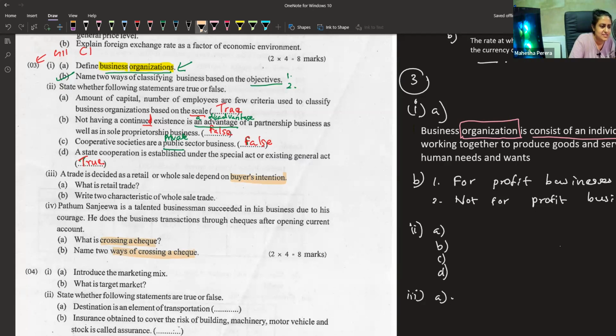Patum Sanjeeva is a talented businessman, succeeded in his business due to his courage. He does the business transactions through checks after opening a current account. Yeah, we know that we have to have a current account to do transactions through checks, especially to do payments using checks. So what is crossing a check?